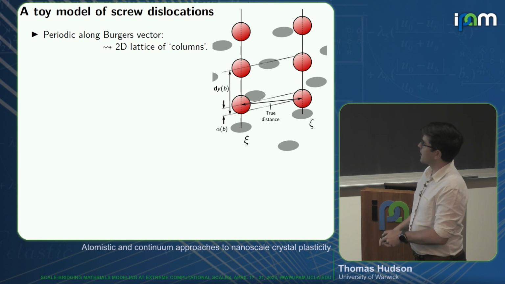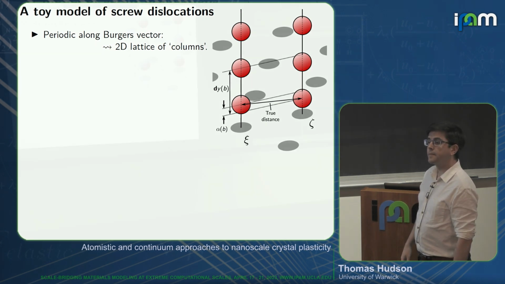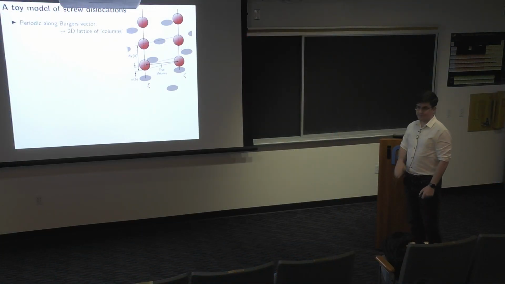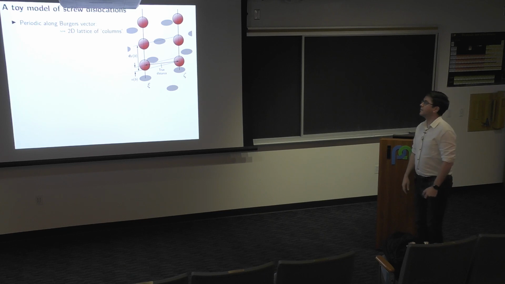So if you think of a 2D plane, that's what these grey dots are behind. Pardon? Anti-plane shear. Yes, exactly. This is exactly what I'm doing. I'm doing an anti-plane shear model in a lattice.